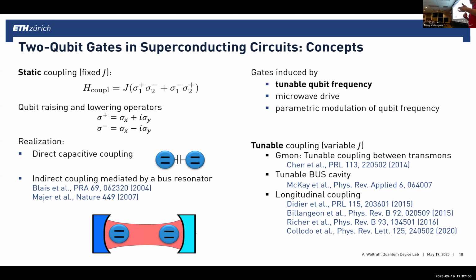And that's good because if you can set J to 0 or so, the coupling is off. So your 2-qubit interaction is essentially off, or 0. And you can also be more aggressive in having J large to get fast 2-qubit gates. So this is nice to have.